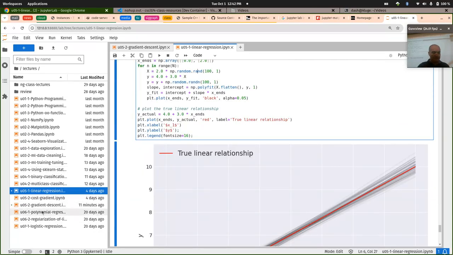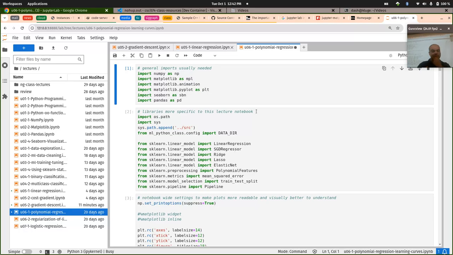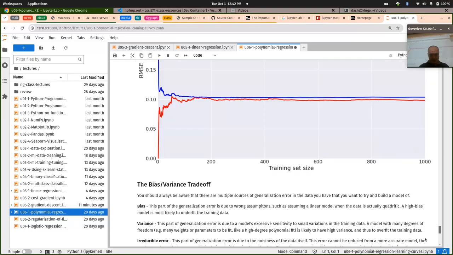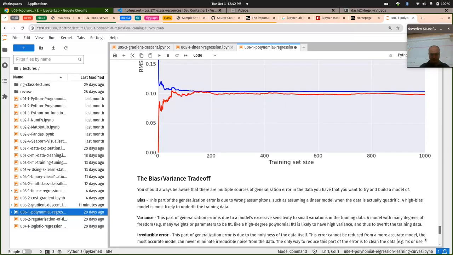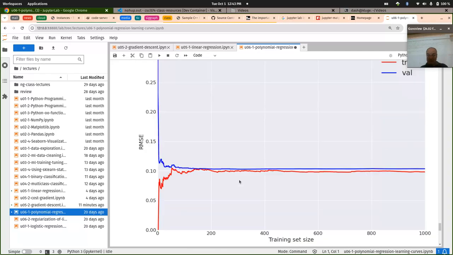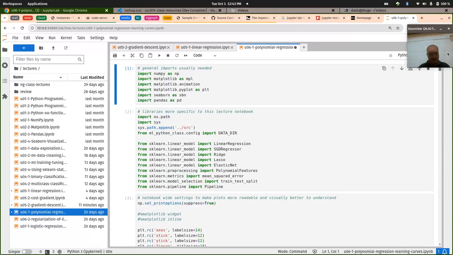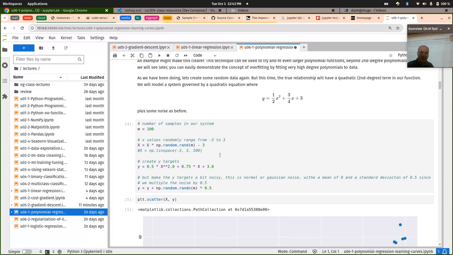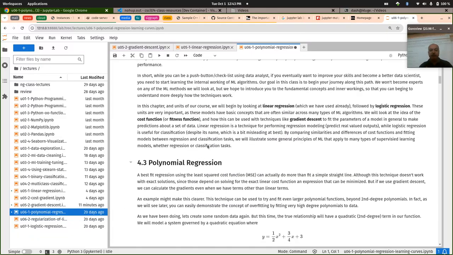Okay. Some of these cells might take a little bit of time, so I don't know if it's a good idea for me to rerun these or not. We'll see. There might be some stuff that I want to do here. So let's jump in.